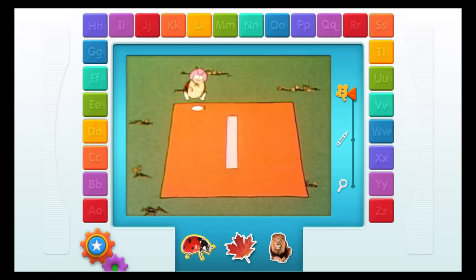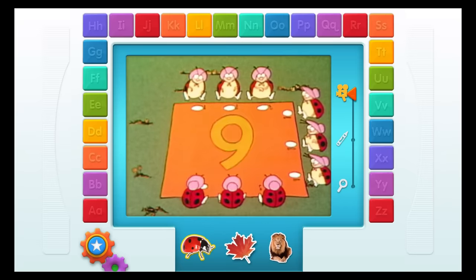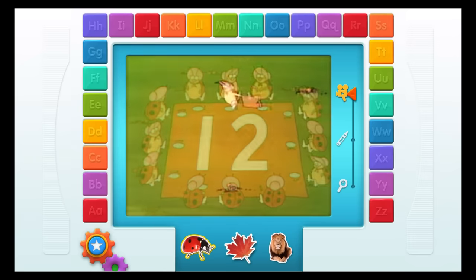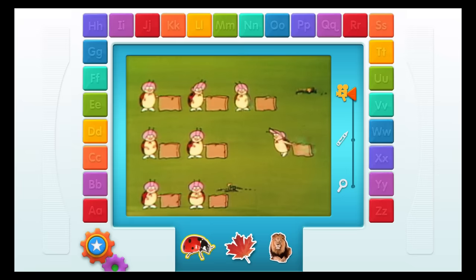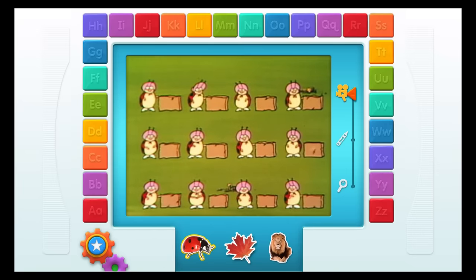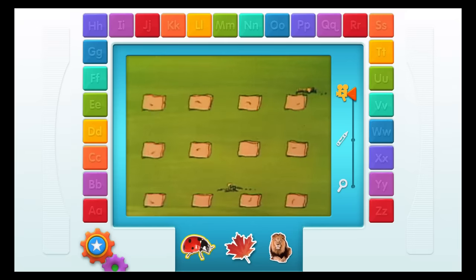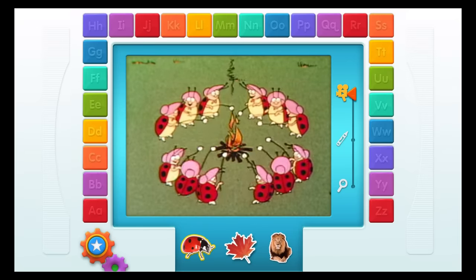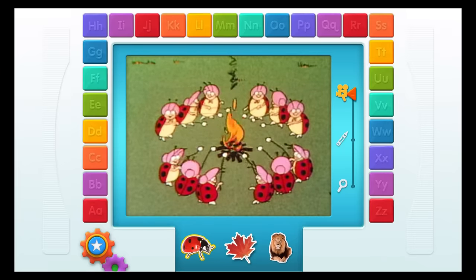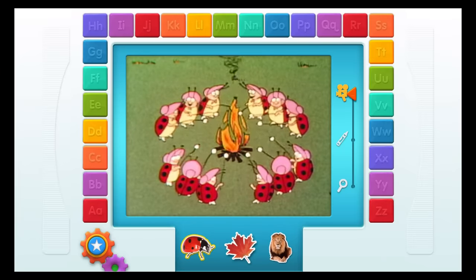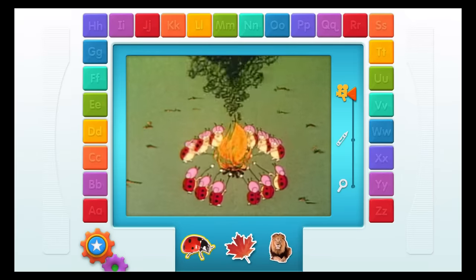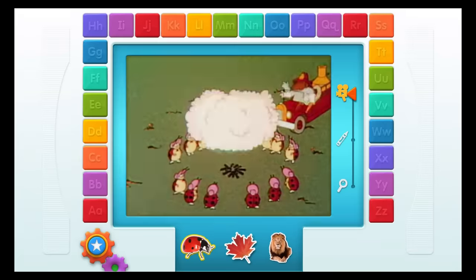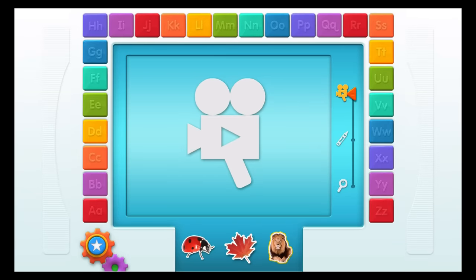L. One, two, three, four, five, six, seven, eight, nine, 10, 11, 12 ladybugs came to the ladybug's picnic. And they all played games at the ladybug's picnic. And they chatted away at the ladybug's picnic. They talked about the high price of furniture and rugs and fire insurance for ladybugs. Ladybugs 12 at the ladybug's picnic. L. Ladybug. Touch another thing that starts with your letter.